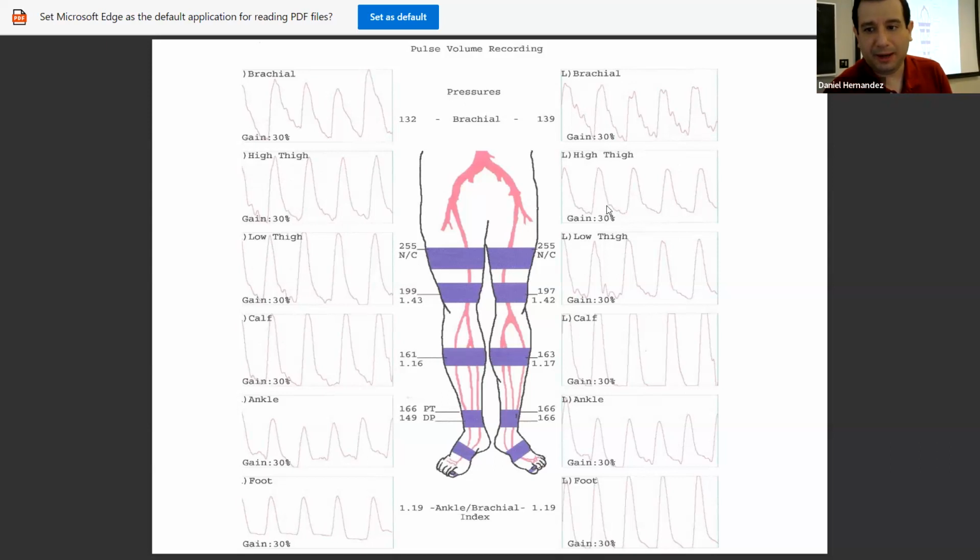Going from high thigh to low thigh, I don't see any major change in my waveform. If I'm going to have a pressure drop, there's going to be a change in your PVR waveform. So this patient might just have really large thighs. It might just be a body habitus thing that the high thighs are non-compressible. So you wouldn't write medial calcinosis for the top part, just non-compressible.